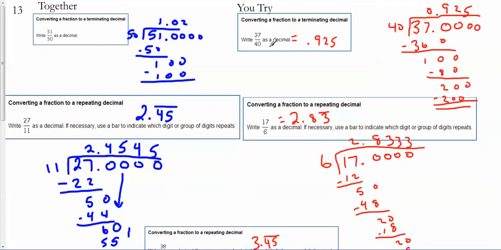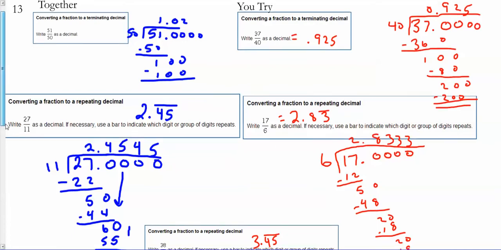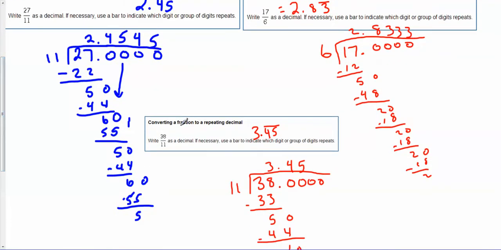So here's what I came up with. 37/40 equals 925 thousandths. 17/6 equals 2 and decimal point 83, the 3 being repeated. You notice I didn't read that the way you'd normally read a decimal because it's repeating. Also, you'll notice what repeats? Just the 3. So there's a bar over just the 3. Okay. And then 38 over 11 is 3 and 45 repeated.